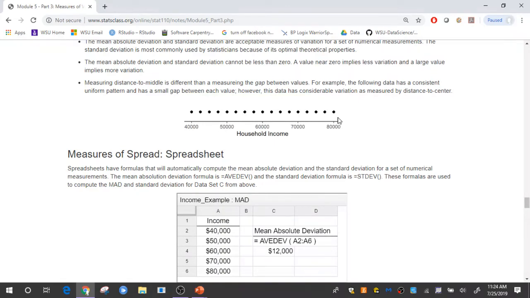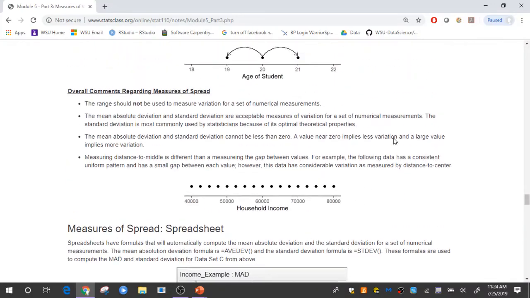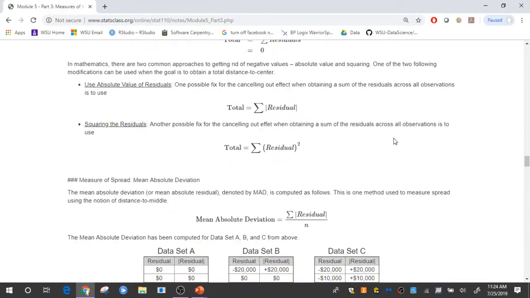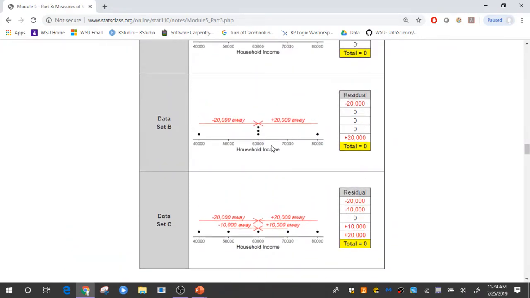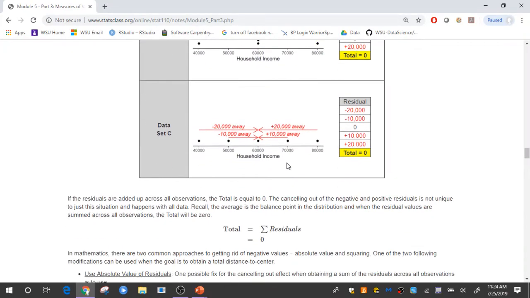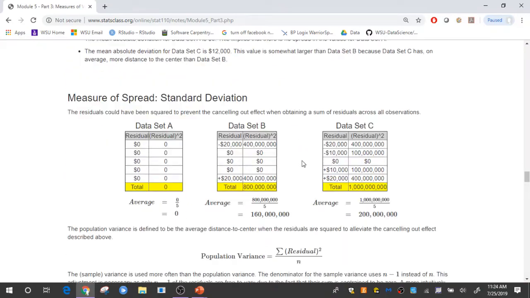Even though the data are uniform and the gaps are pretty small, okay, the standard deviation is not measuring those gaps between the observations, but it's measuring that distance to the middle. So when you think of standard deviation or mean absolute deviation, I'd like you to think about these arrows that are pointing back to the middle, not the gaps between the observations.